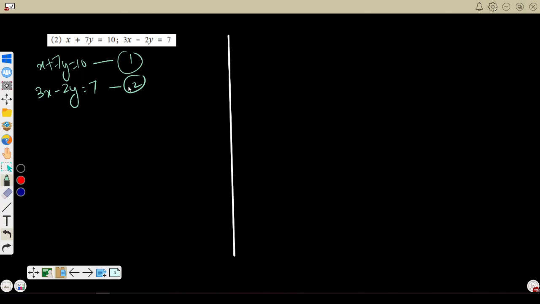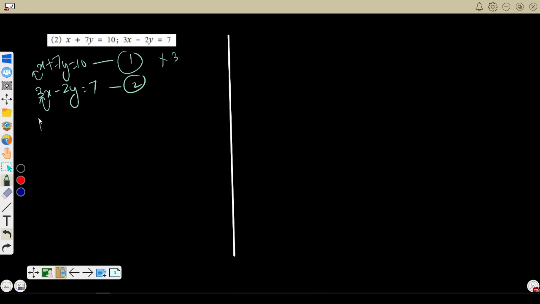Now again I will use elimination method. For elimination, what we need is, out of any two variables, one variable should have the same coefficient. Here, if I observe, x's coefficient is 1 and in this case x's coefficient is 3. So to make the coefficients equal, I need to modify the equations. Now how to modify this equation? If I multiply equation 1 by 3, what will happen? 1x multiplied with 3 will give me 3x. So I will have the coefficient of x as 3.